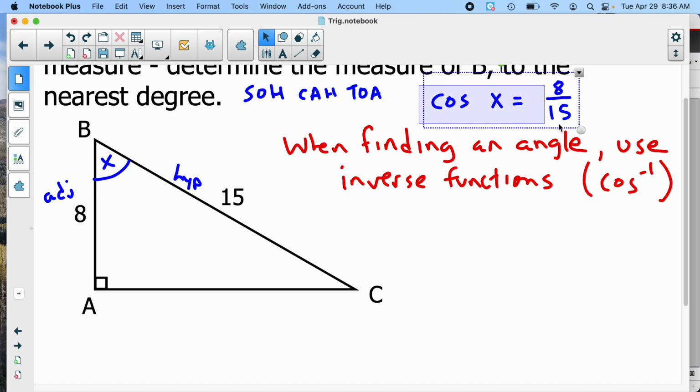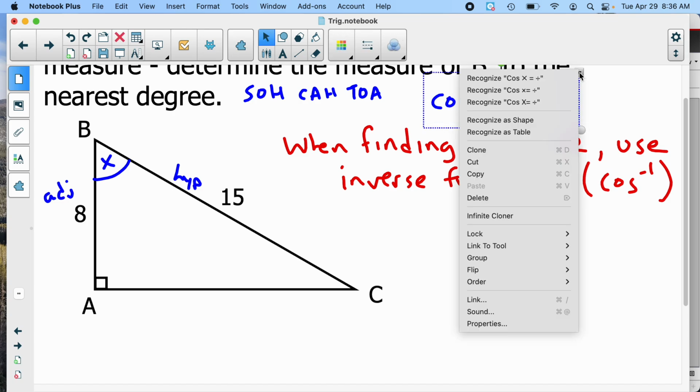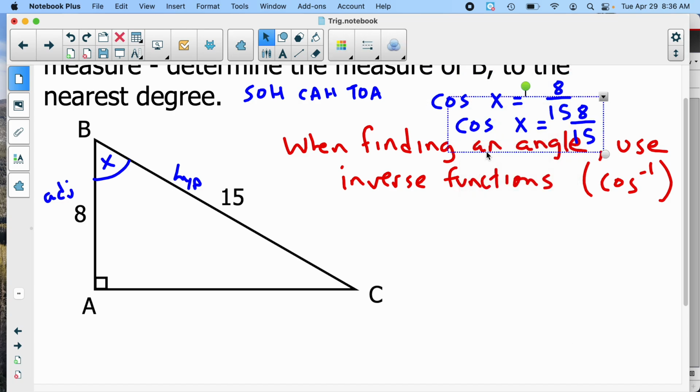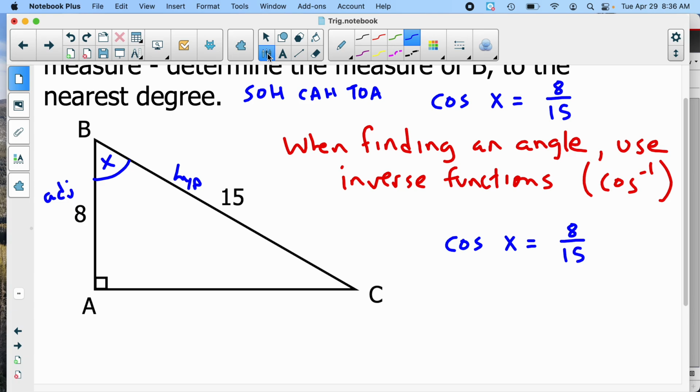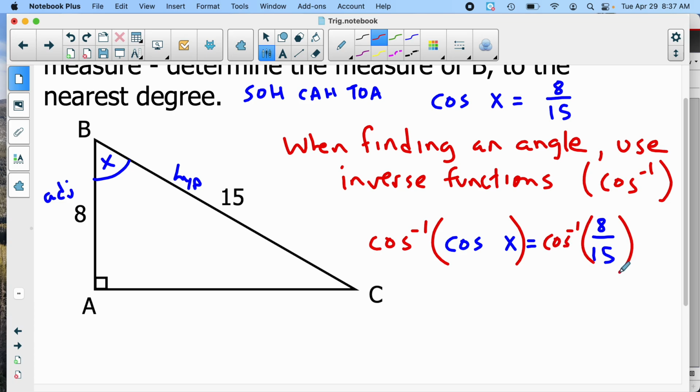So I'm going to take this function here. Let me just copy it and move it down a little bit. Because what I need to do now, and I'll do it in red because it means a lot to me, is show you how to undo this function. I have to cancel out the cosine. So I'm going to take each side of the equation and apply the inverse cosine to it.